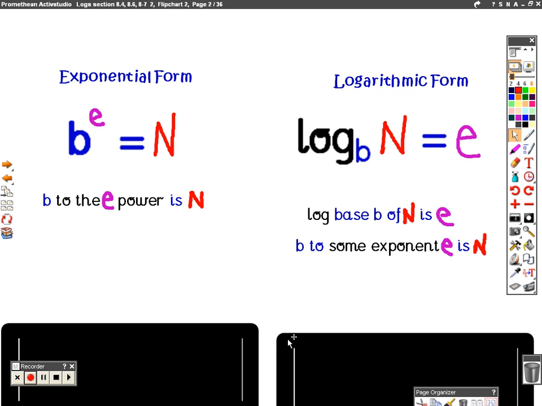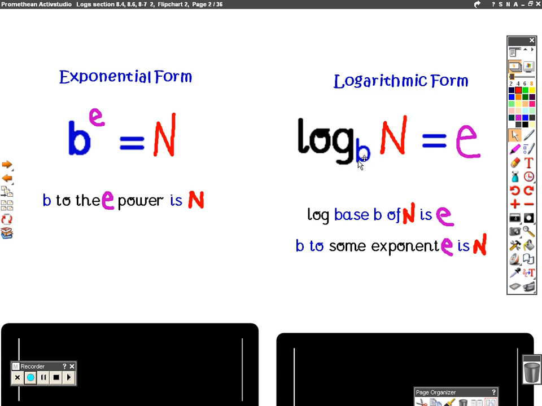And it is very important to me that you know how to talk about this stuff. You need to be able to say it. Whenever you read this, I want you to read not log b, log base b. You need to say that word base. So log base b of n is, or equals, e. So log base b of n. So I need you to be saying this. So go ahead and write this down. This is very important.